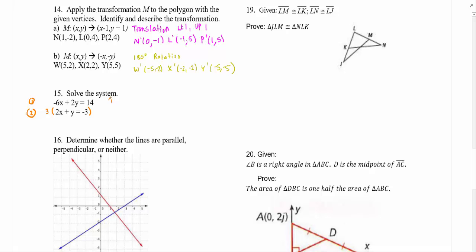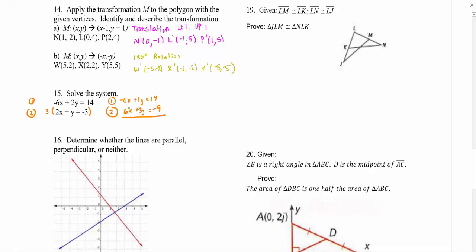So equation 1 is going to be exactly the same as it was: negative 6x plus 2y equals 14. Equation 2 is going to change, however. It's going to be 6x plus 3y equals negative 9.